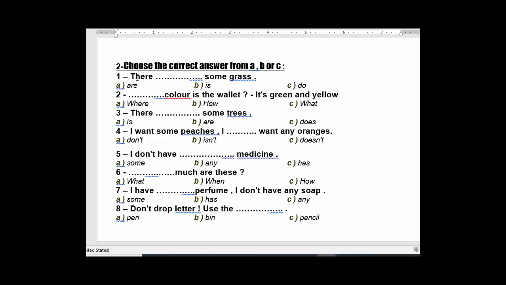Number one, there blank some grass. Is or do? Okay, look at grass. Grass is an uncountable noun. So we have to use something singular. So it will be, yes, excellent. There is some grass. So the correct one is is.